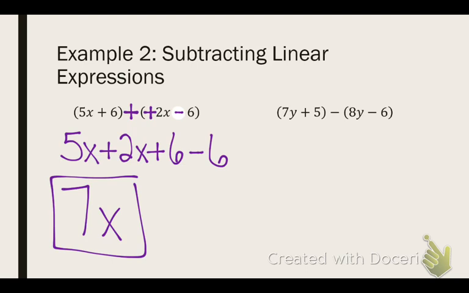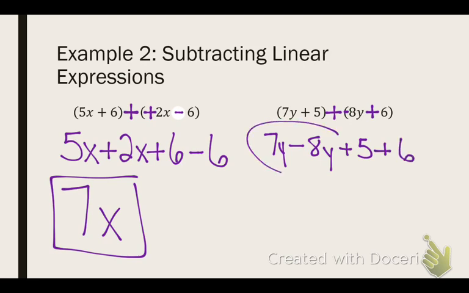So let's change our signs. The negative in front of the set of parentheses becomes a positive. So now 8y becomes negative 8y, and negative 6 becomes positive 6. So 7y minus 8y plus 5 plus 6. What's 7 minus 8?